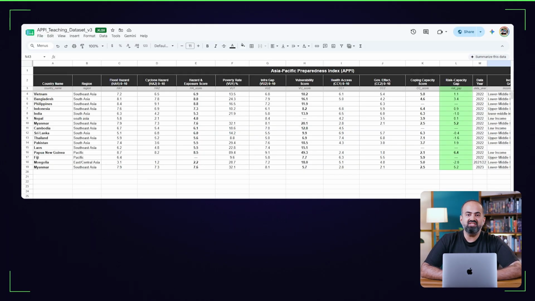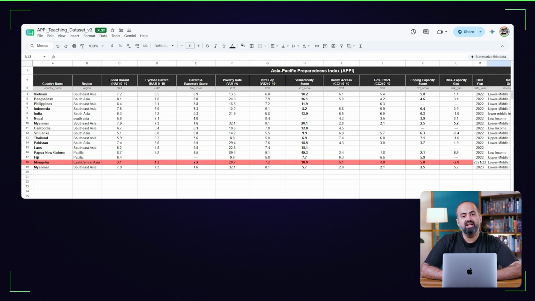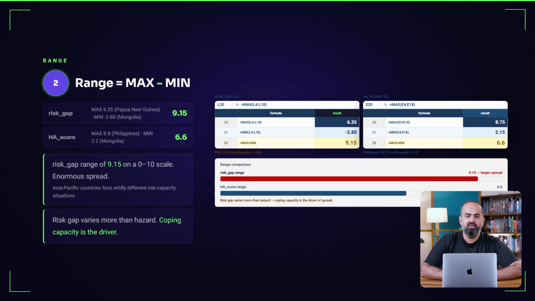Talking about range, the distance between the highest and lowest values. For the risk gap column, the highest value is Papua New Guinea at 6.4. The lowest value is Mongolia at minus 2.8. Range equals 6.4 minus negative 2.8, equals 9.2. 9.2 on a 0 to 10 scale.